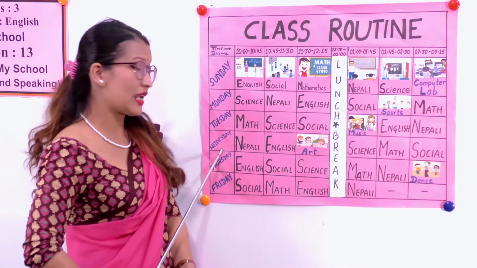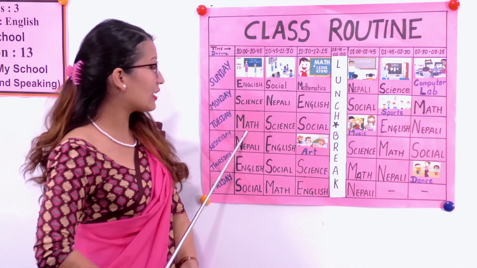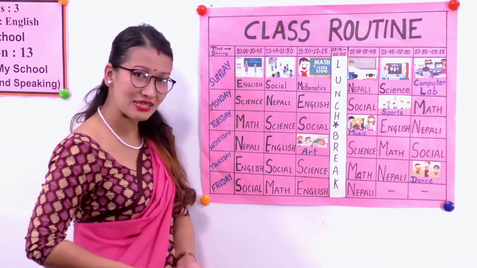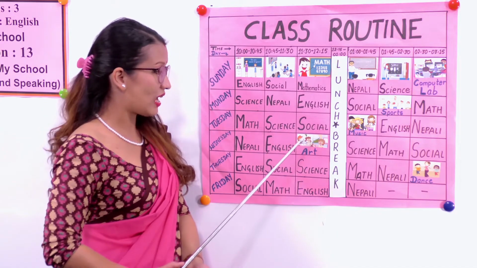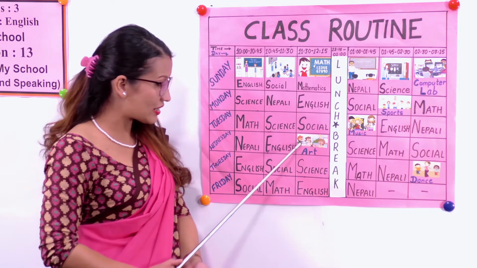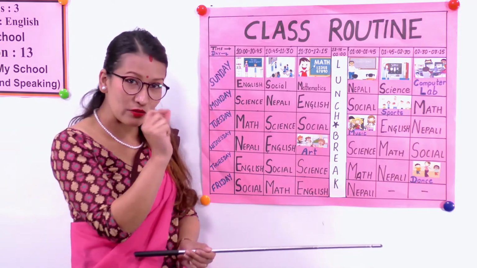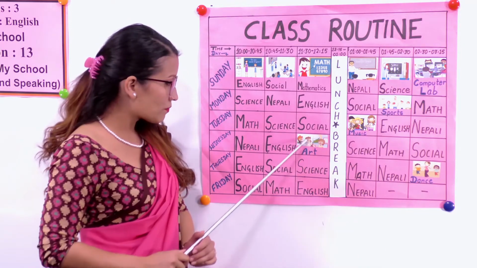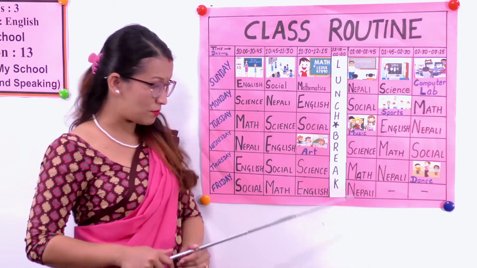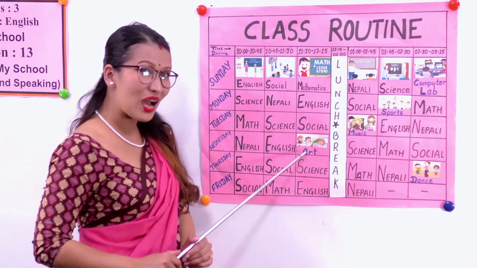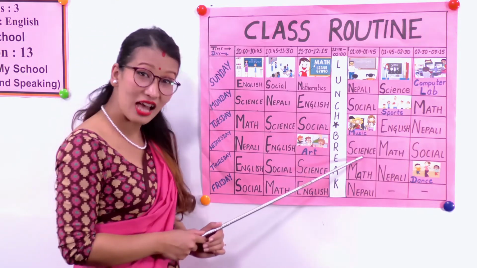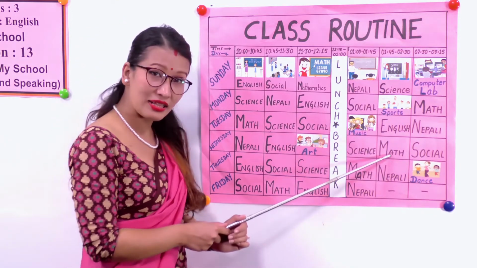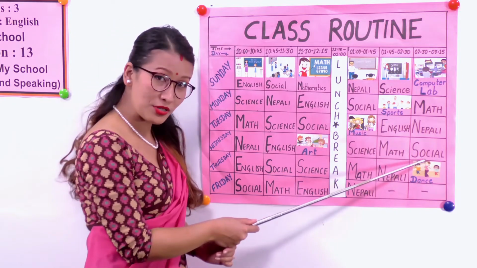On Wednesday, we had Nepali in the first period. Then English class. Then, can you guess the subject here? The girls are coloring, drawing a picture, and the boy is also doing the same. Art class, okay. And then lunch break, then science class, math class, and social class.